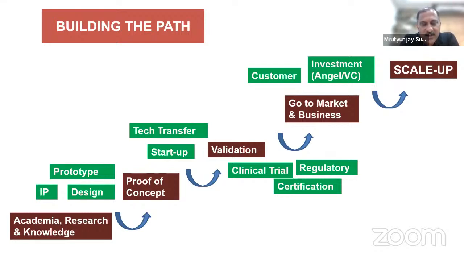So you must start building a prototype out of it. For example, I'll give you a couple of examples where we have been quite successful in the country converting those IP into the next product or process. So what I'm trying to tell you, once you've got IP with you, patent with you, copyright with you, don't stop there. Start building the next verticals for you. That is called prototype designs.